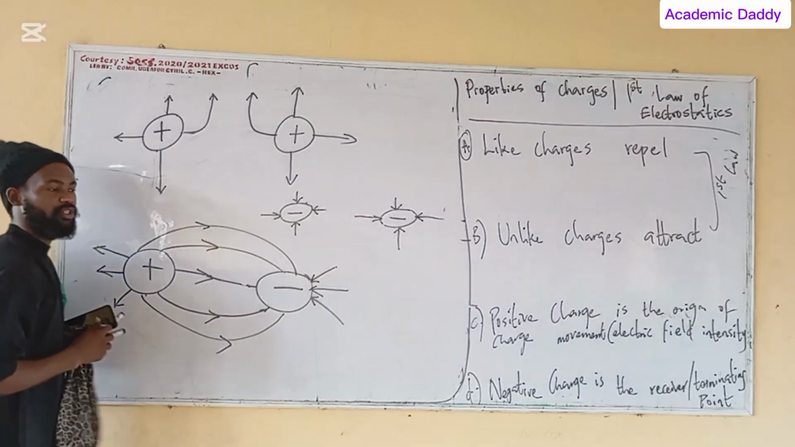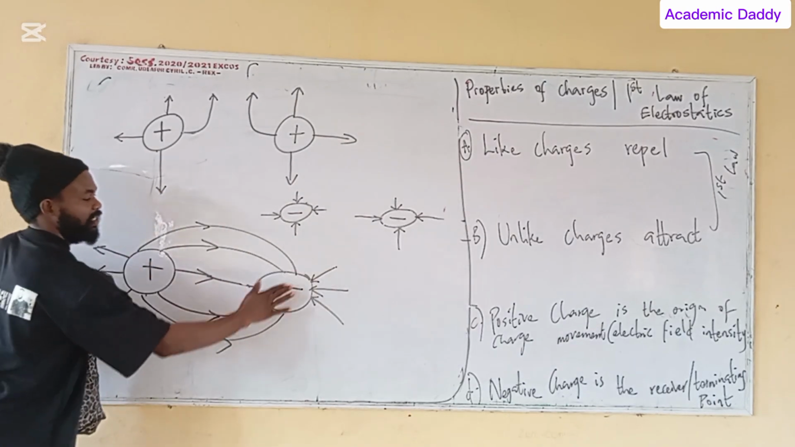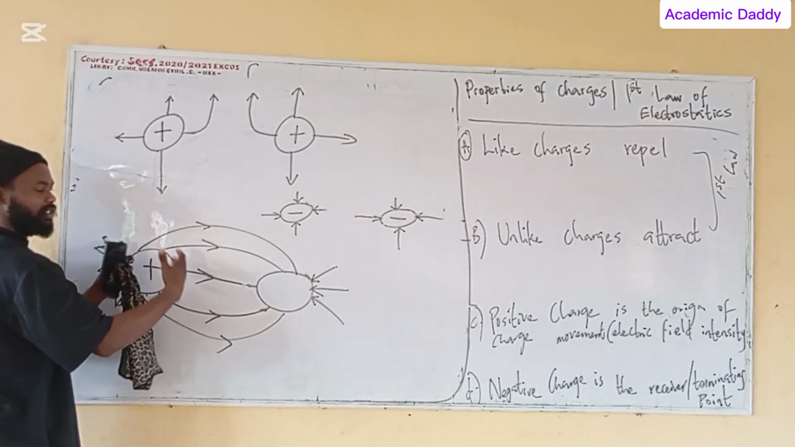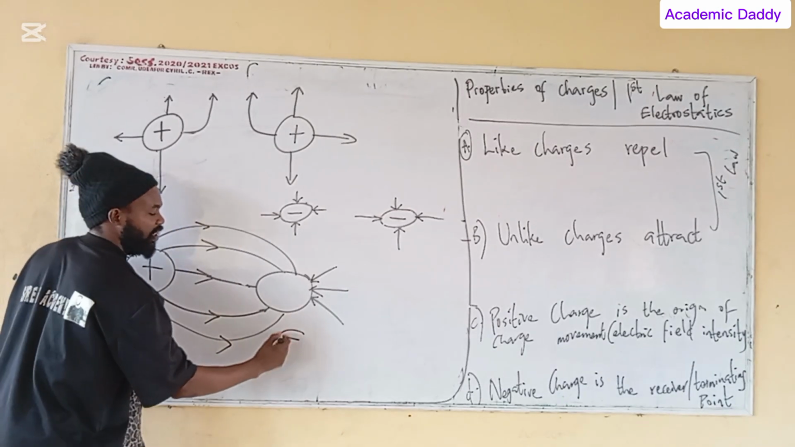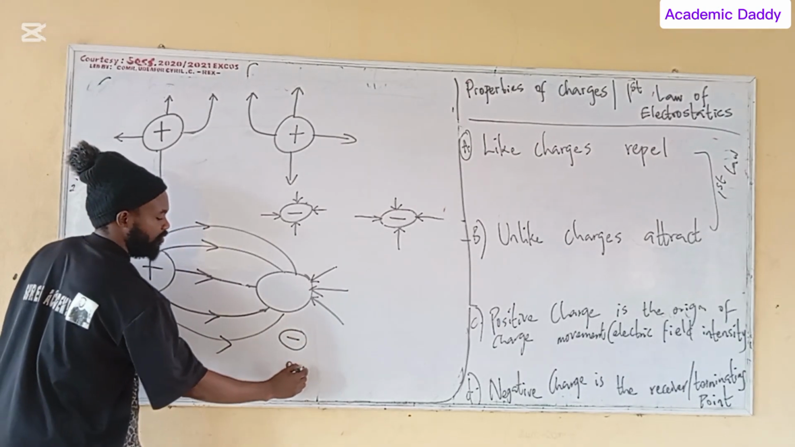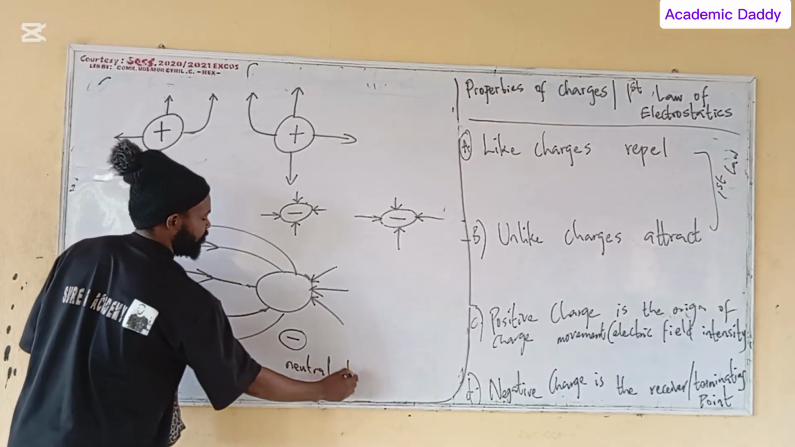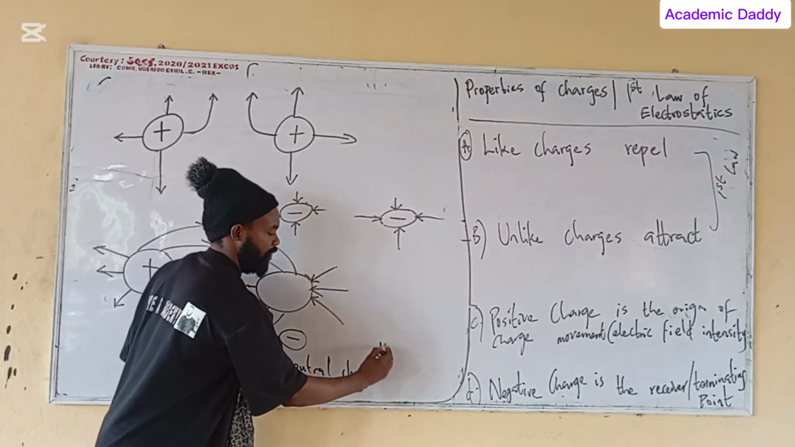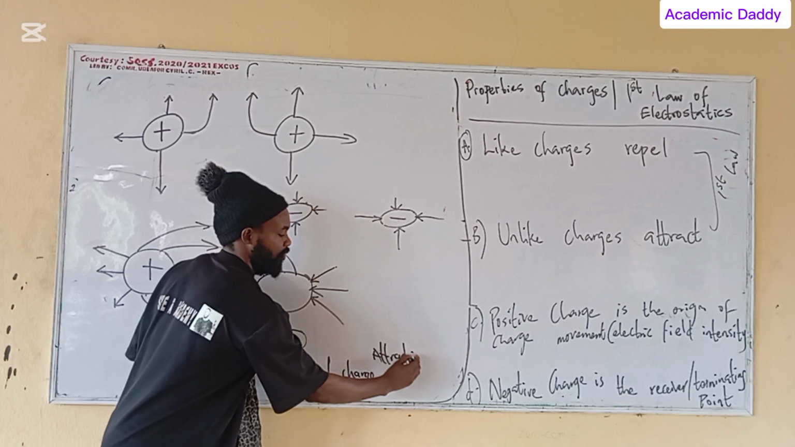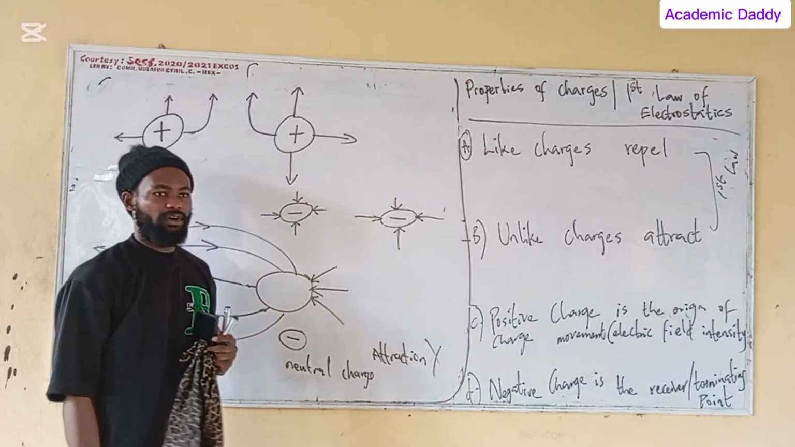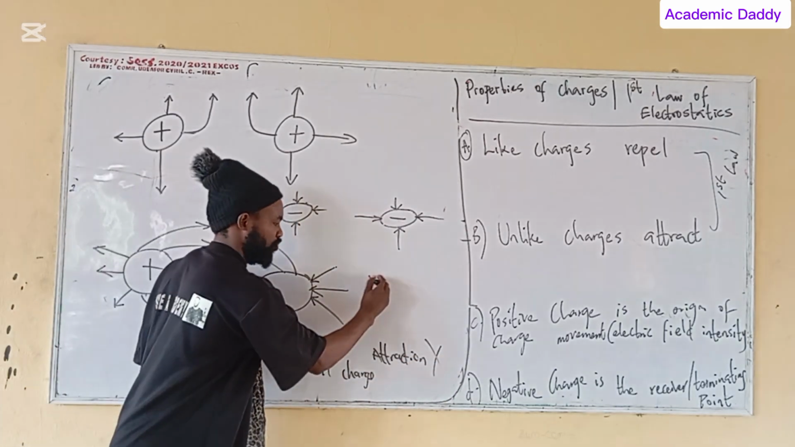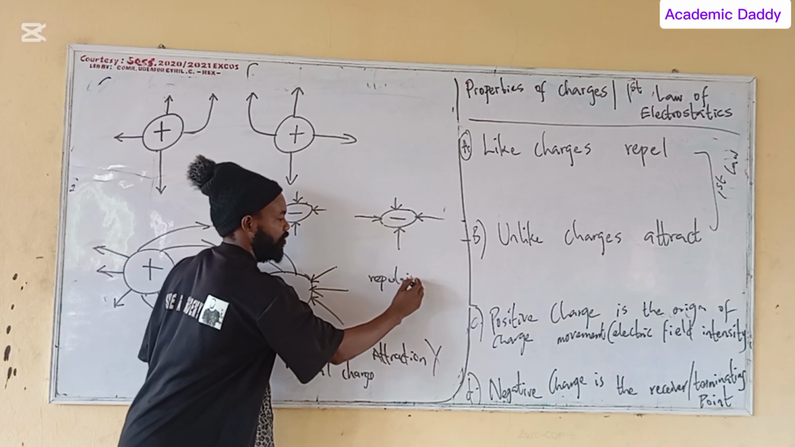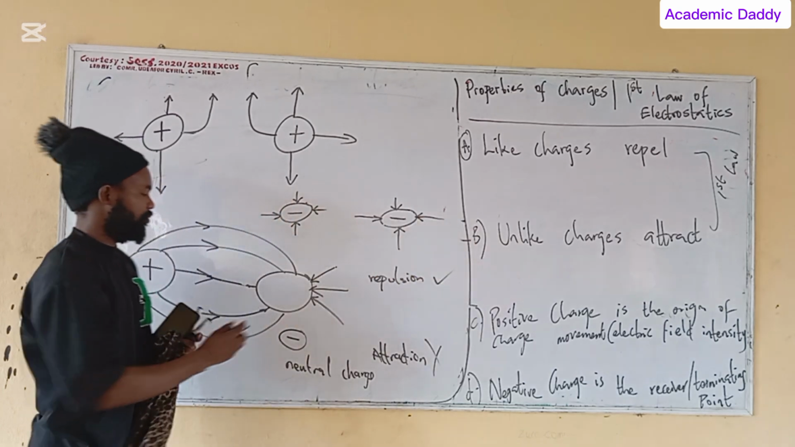But the minute I bring it together and it attracts it, let's say I don't know this charge and it attracts it, that means this charge could be either negative or a neutral charge. So we say that attraction is not a test of charge, but repulsion is the true test of charge.